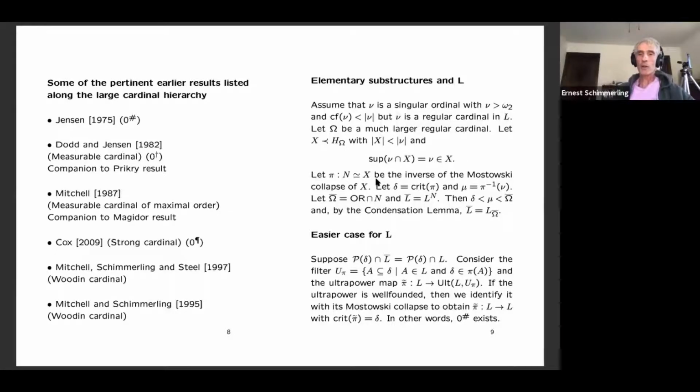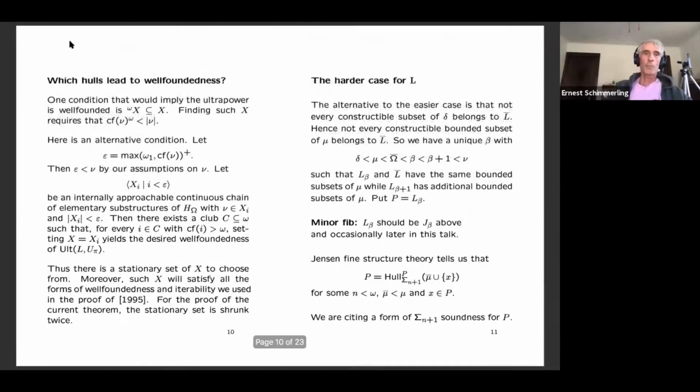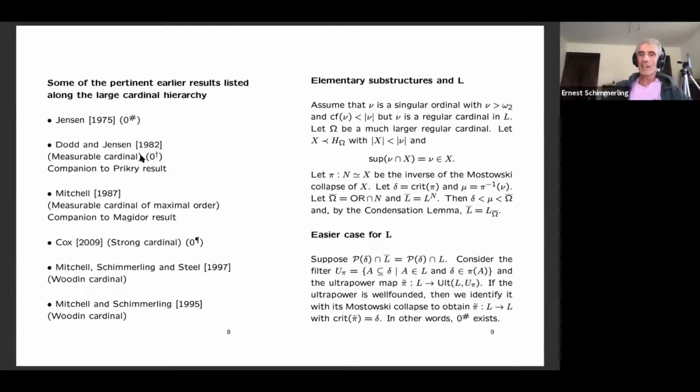We can take an ultrapower. If it's well-founded, then we identify this ultrapower with the Mostowski collapse and obtain an elementary embedding pi tilde from L to L with critical point delta, and so zero sharp exists. Which I guess if we were going for a contradiction, that would be a contradiction. Okay, so I said if it's well-founded, is it?